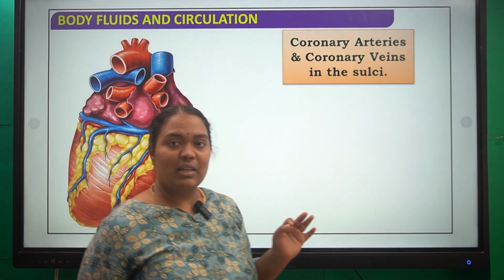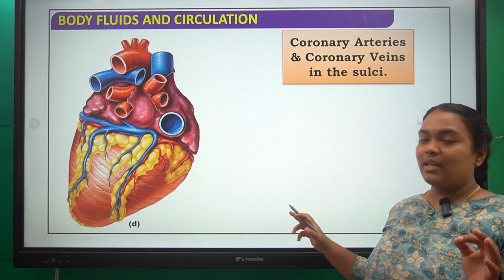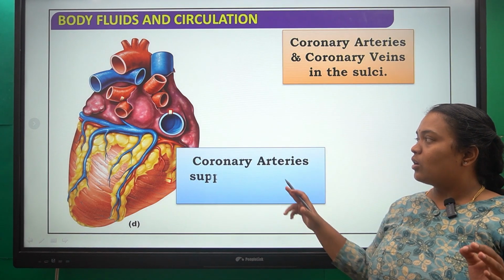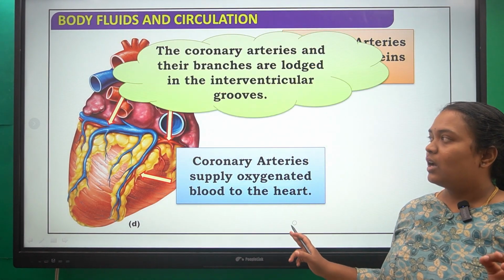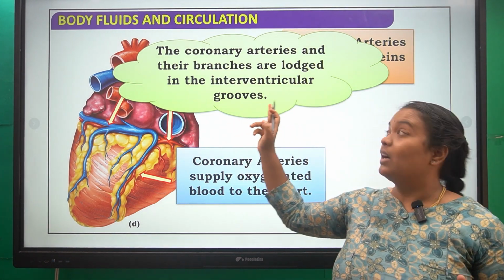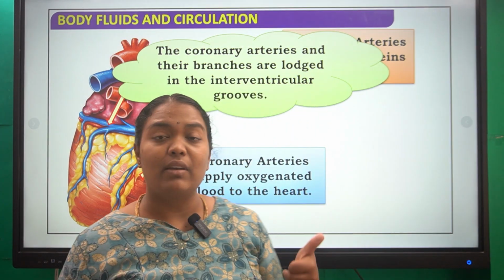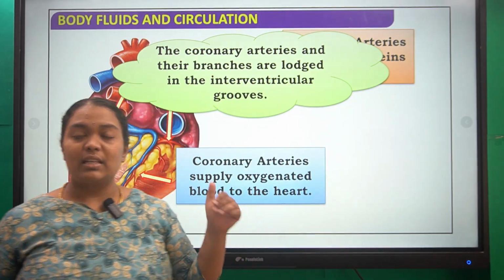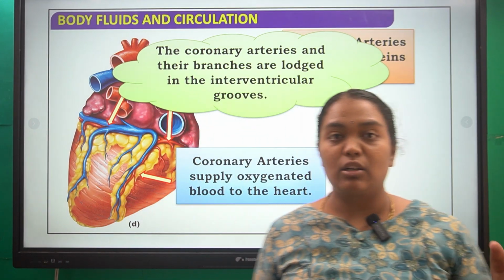Always an artery will be represented as a red tube, whereas the vein is a blue tube. Coronary arteries supply oxygenated blood to the heart, and the coronary arteries and their branches are lodged in the interventricular groove. As you have read, the heart has two grooves. One of them is the interventricular groove, in between the ventricles.